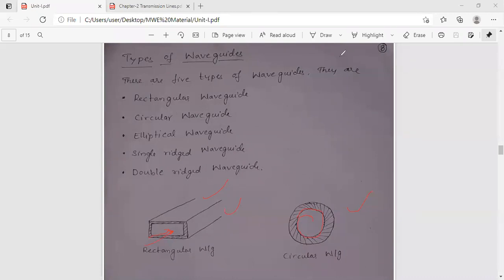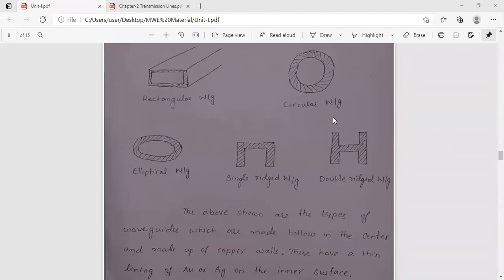And next we have the elliptical waveguide and the single ridged waveguide. So we can see that these are the five types of shapes of waveguides. You can take screenshots so that you can write them in your running notes, so that you can easily understand the terms. As it is elliptical in nature, it is called an elliptical waveguide, based upon the shape.